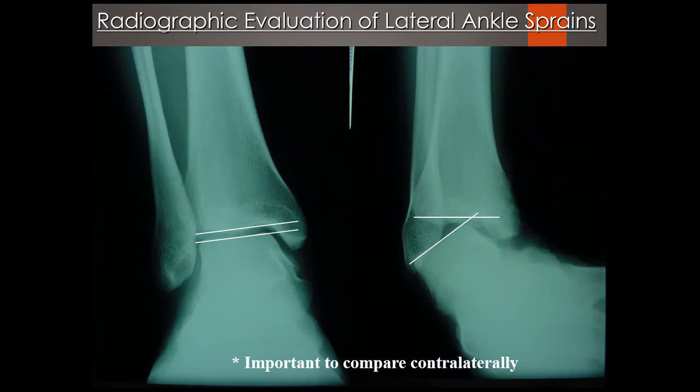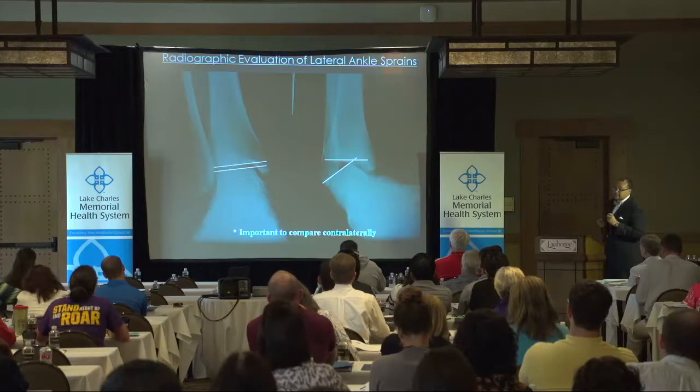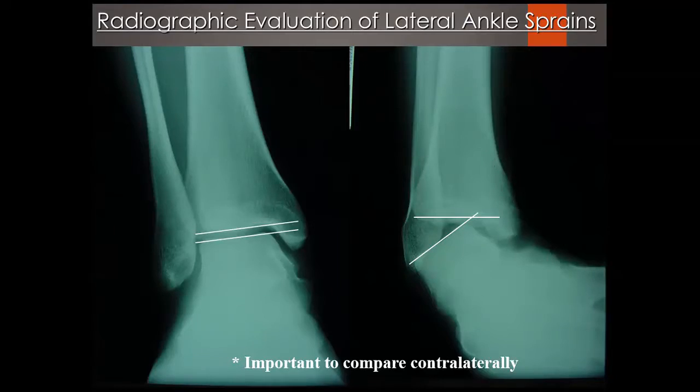Next we're looking at an AP film of the ankle joint. You can see it's pretty normal, nothing too terrible. But once you stress it, you can clearly see the obvious defect in the calcaneofibular ligament. So stress radiography in sprains is important, but it does have its limitations due to patient pain intolerance.